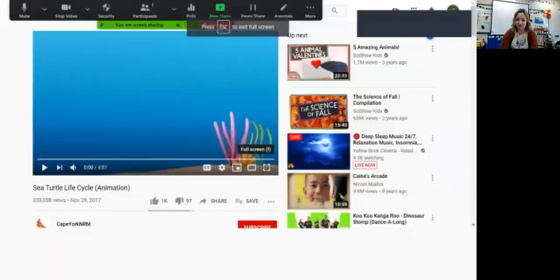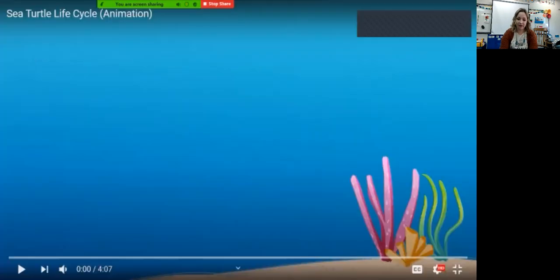Life cycle of a sea turtle. So remember, these live in the ocean.